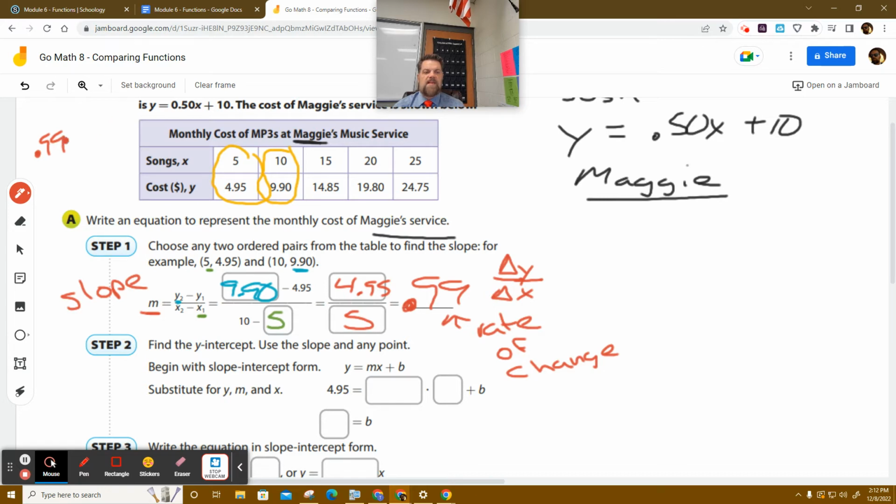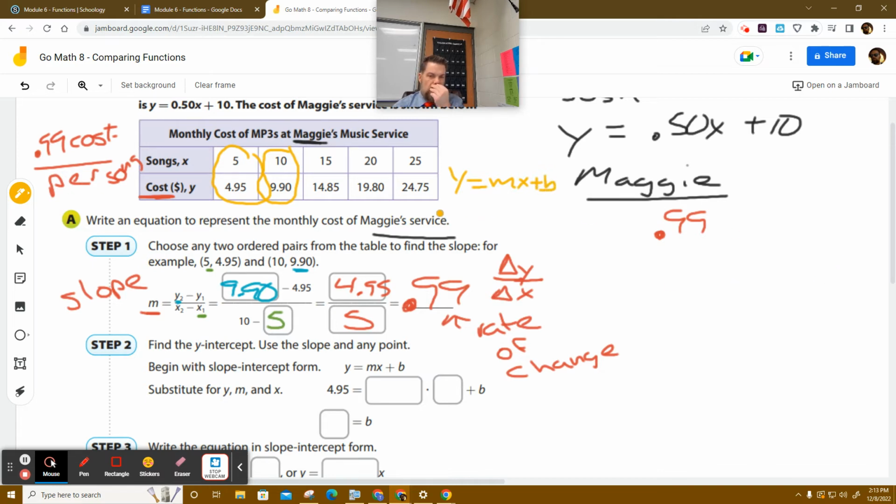What's the Y represent? 99 cents is the cost. That's the Y value, right? What's the X value represent? Per song. So it's 99 cents per song. So her rate, M, is 99 cents per song. So for Maggie, her slope is going to be 99 cents. Remember, all of these are going to fit into the formula y equals mx plus b.